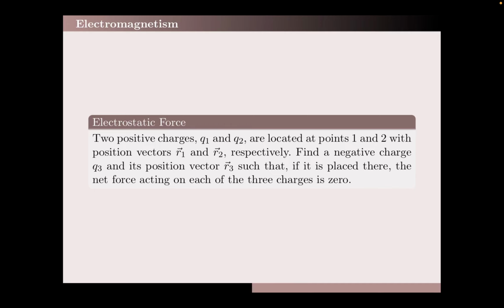Two positive charges, Q sub 1 and Q sub 2, are located at points 1 and 2 with position vectors r sub 1, r sub 2 respectively. Find a negative charge Q sub 3 and its position vector r sub 3 such that if it is placed there, the net force acting on each of the three charges is 0. Pause the video at this point and give it a try.